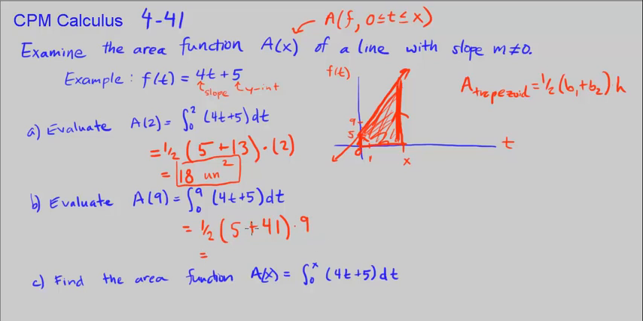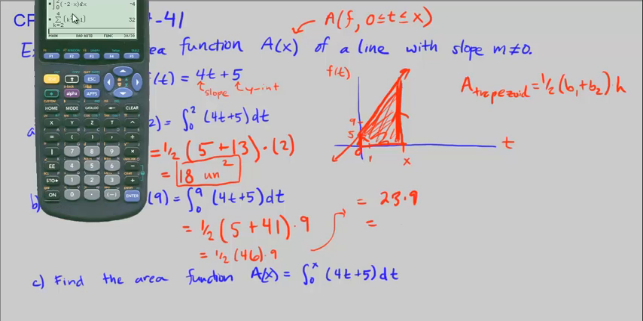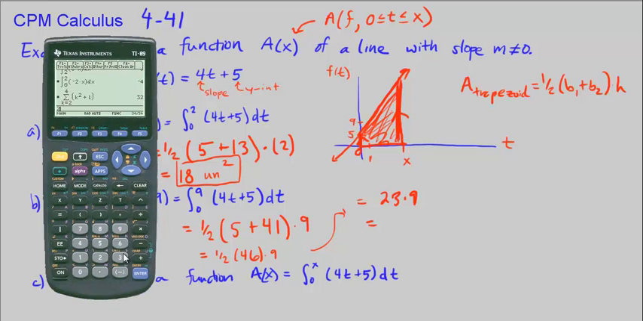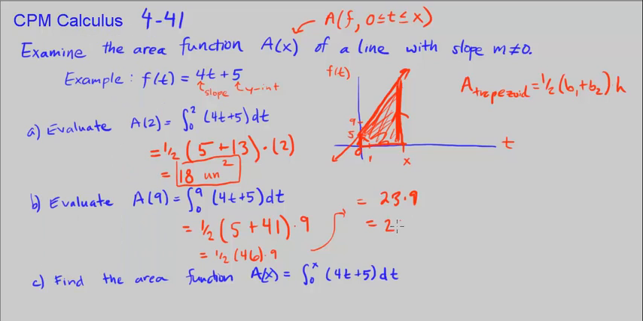So we can simplify that. 5 plus 41 is 46, times 9. Half of 46 is 23, times 9, right? And 23 times 9, I'm going to bring out my calculator. 23 times 9 is 207. Okay, so that's equal to 207. And the area again is units squared. So there, we're done with part B.